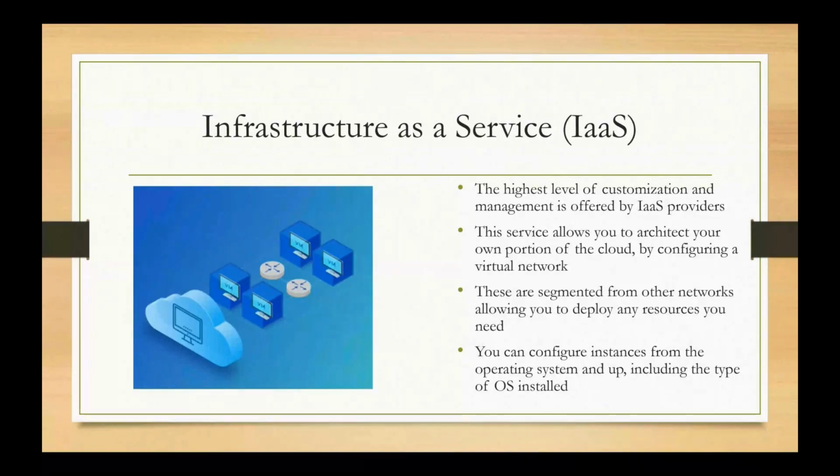That means one portion of the cloud will be configured based upon our configuration. If I need an i5 processor or i3 processor, or 2 GB RAM, 4 GB RAM, 8 GB RAM, based upon my needs I can configure my network. So it comes under the virtual network. These are segmented from other network resources, allowing you to deploy any resources you need.